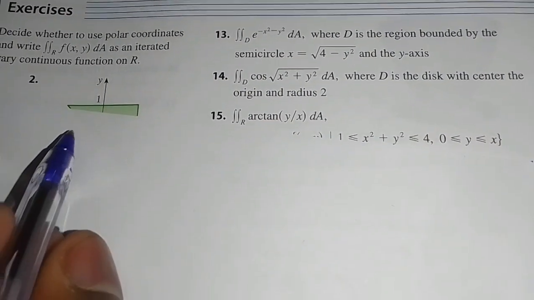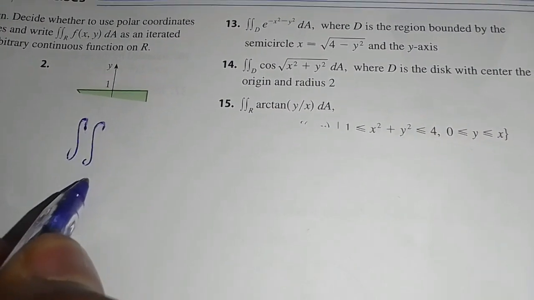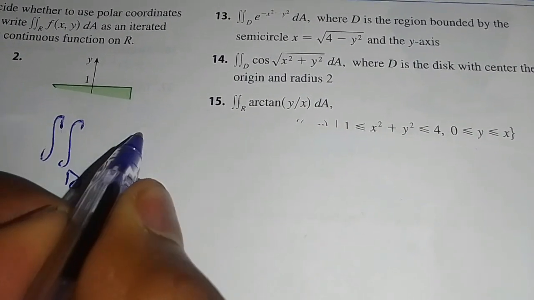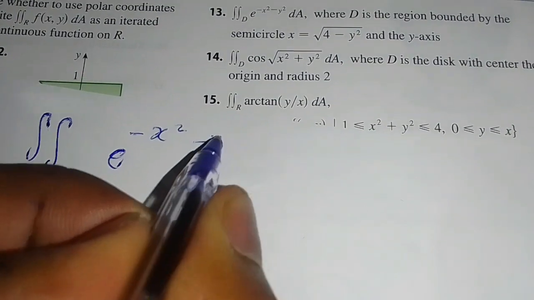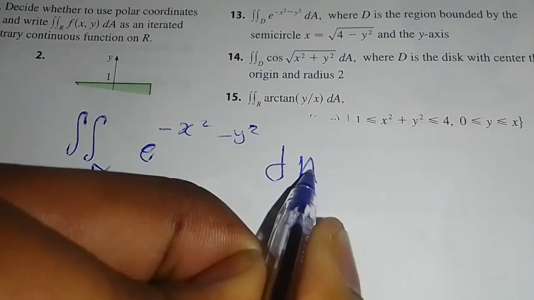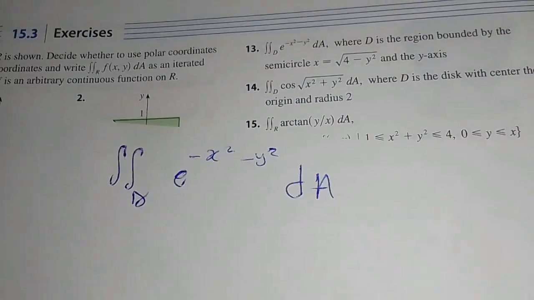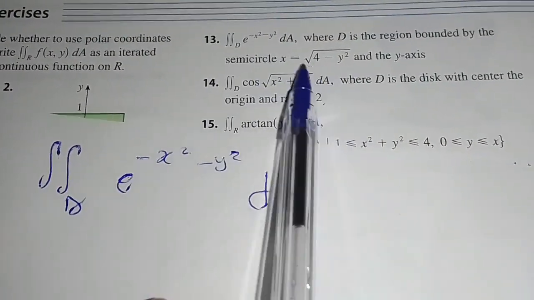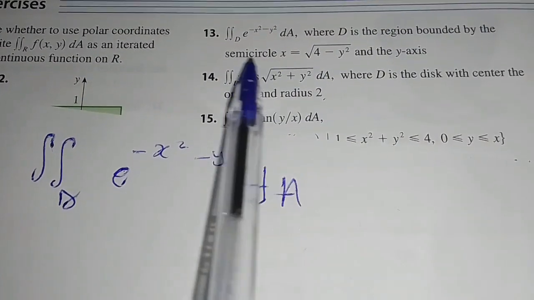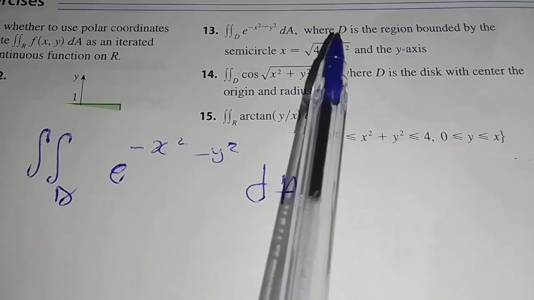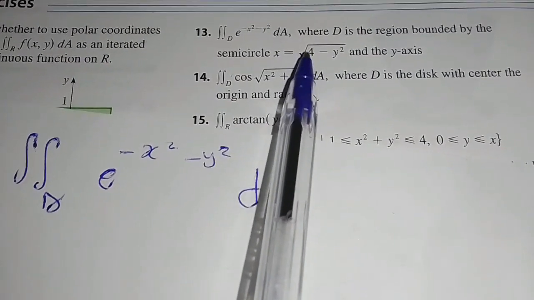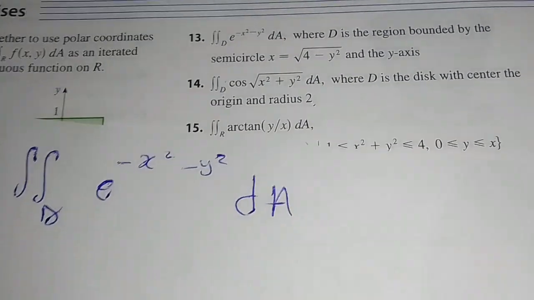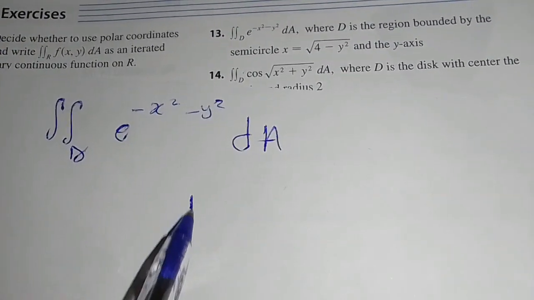So we have a region D right there, so you have a double integral over a region D of e to the power minus x squared minus y squared. Another thing, don't let this exponent scare you. Where D is the region bounded by the semicircle 4 minus y squared, what do you see here? You can already tell that the radius is going to be 2. One of your bounds will have that. By just looking at the thing, you can identify that.